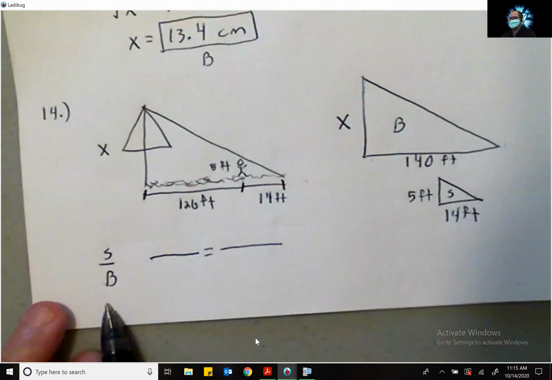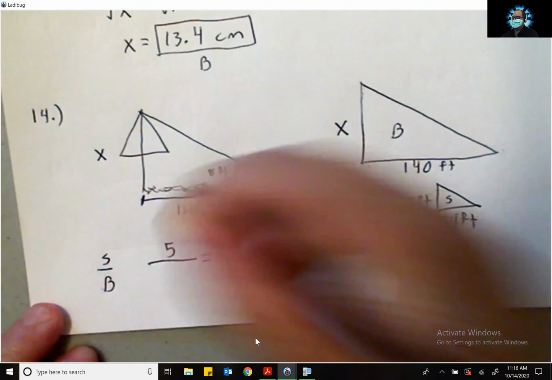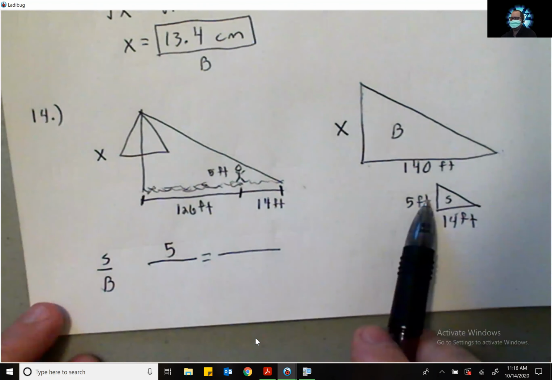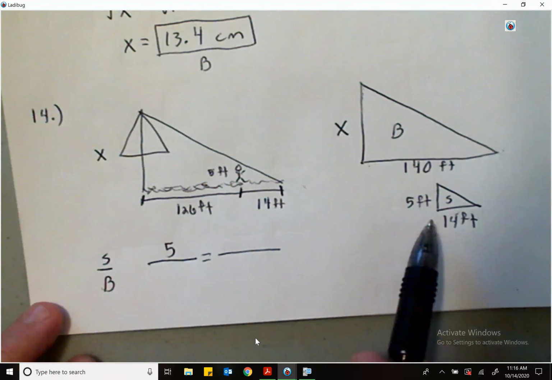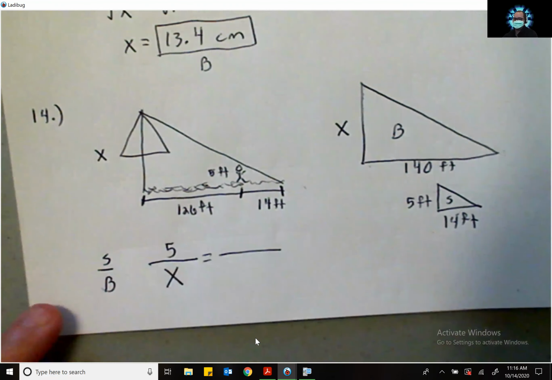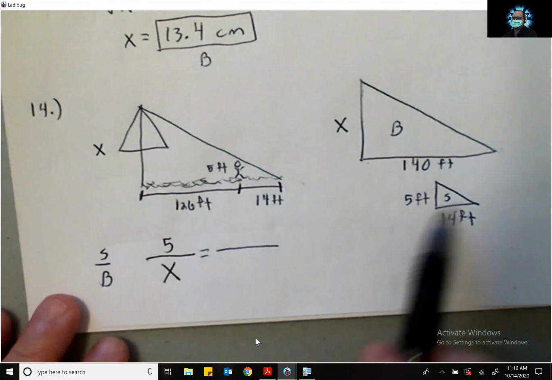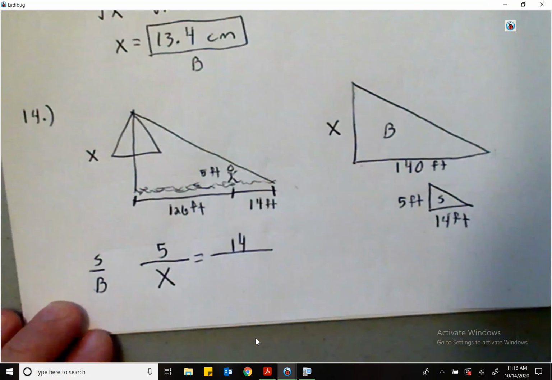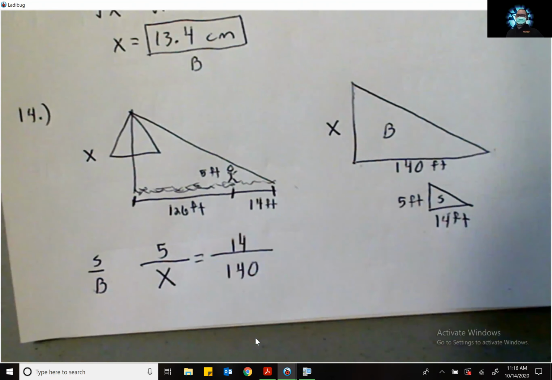So give me a number on the small. 5. All right. Give me whatever matches it on the big. So who matches the 5? We don't have what matches 5, and we don't really know what it is. But there's a variable there, so it's the x. All right. Now give me another number on the small. 14. Who matches it on the big? 140. And there you go.